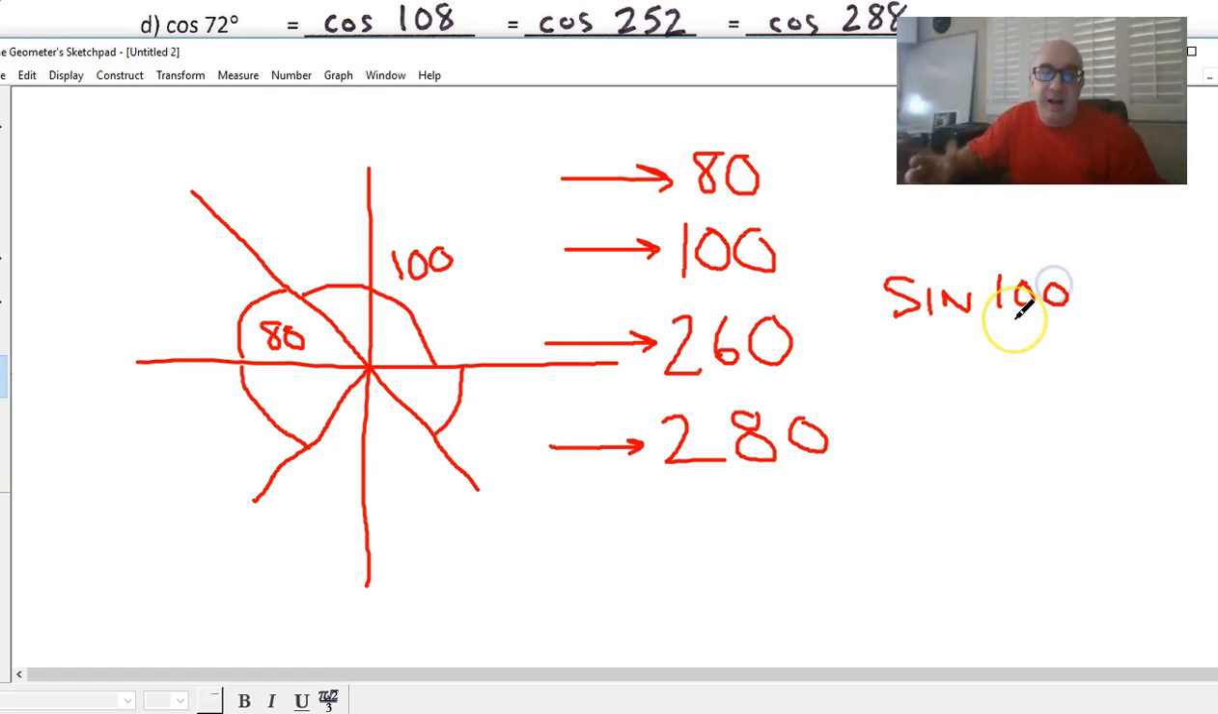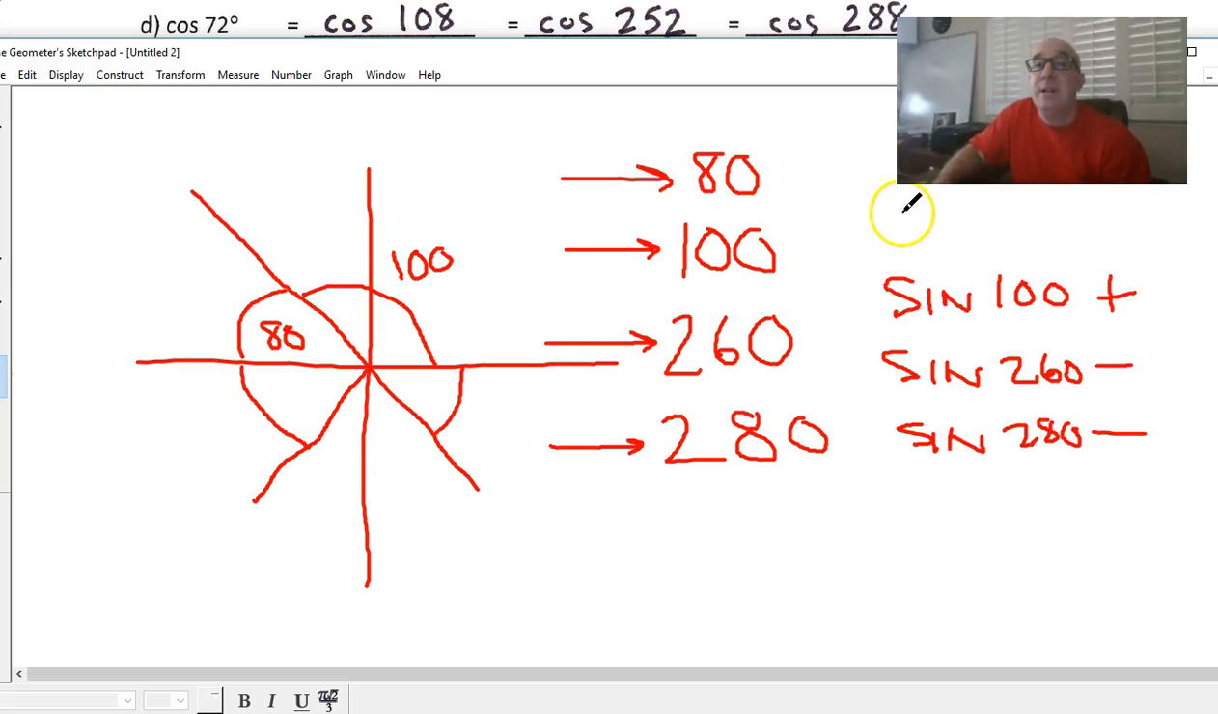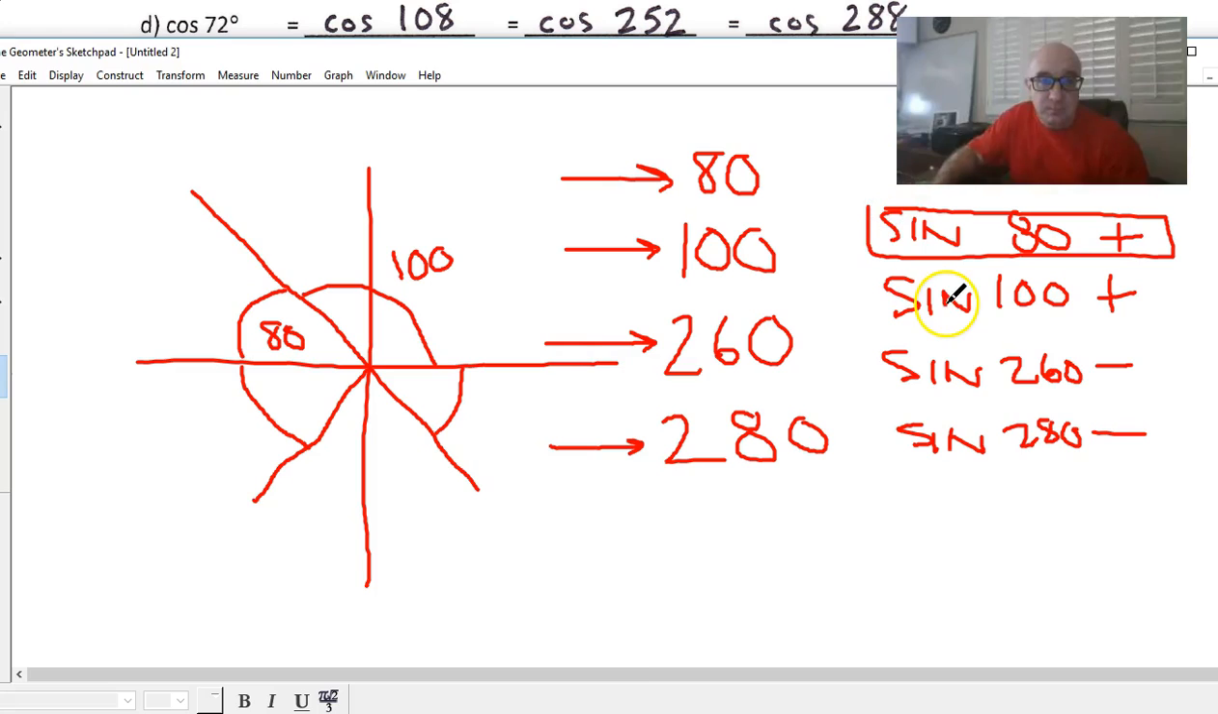Now in our case, we had the sine of 100. And that gave us a value. You can put that in your calculator. And it gave us a positive value. If we type in the sine of 260, we get the same answer, but it would be negative. And if we type in the sine of 280, we get the same answer, but negative. But if we type in the sine of 80, guess what we get? We get the same answer, but it's positive. This would be our answer.